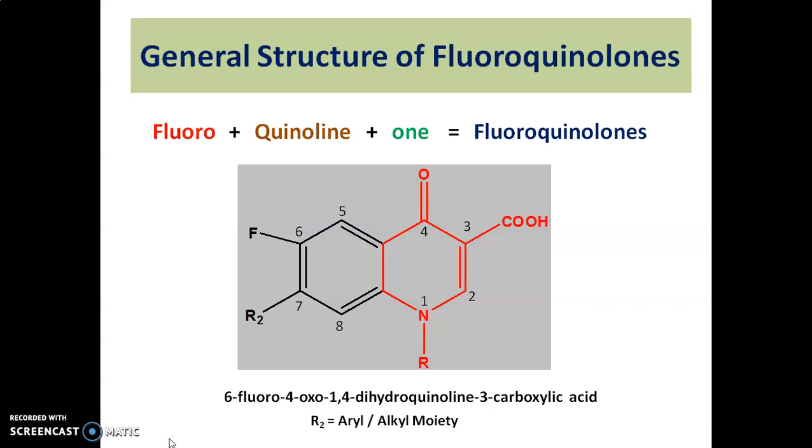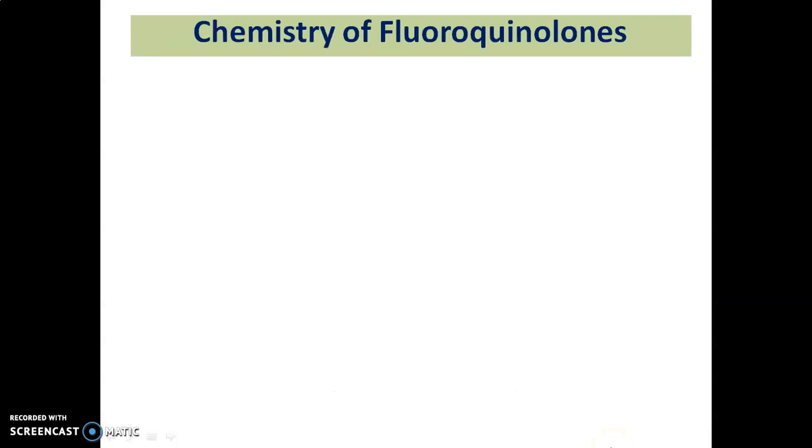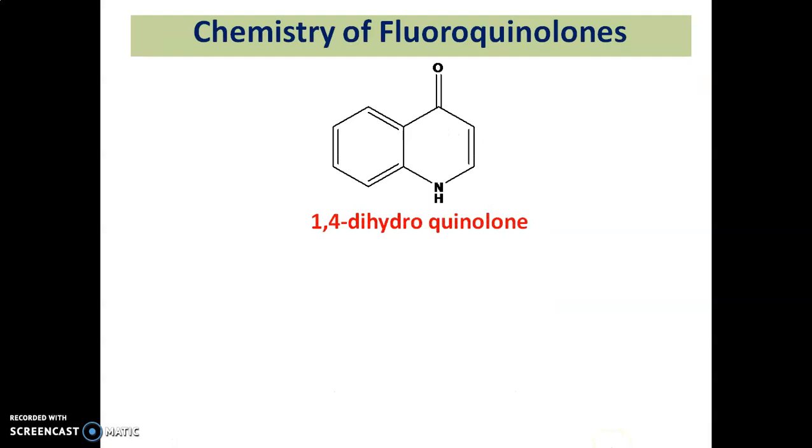So if we see the IUPAC name of fluoroquinolones, generally they can be numbered as 6-fluoro because there is a presence of fluorine group at sixth position, 4-oxo, 1,4-dihydroquinoline. This nucleus is called 1,4-dihydroquinoline, and at third position there is a presence of carboxylic acid group, so that's why it is called 1,4-dihydroquinoline 3-carboxylic acid. Now let us see the chemistry of fluoroquinolones.